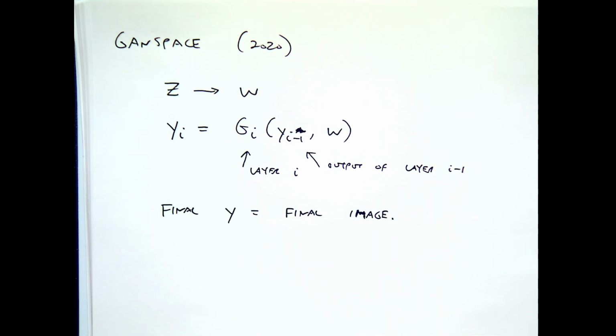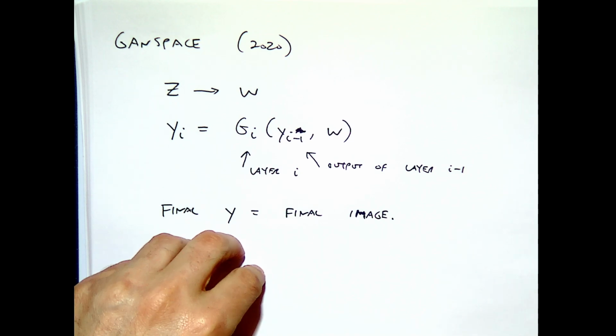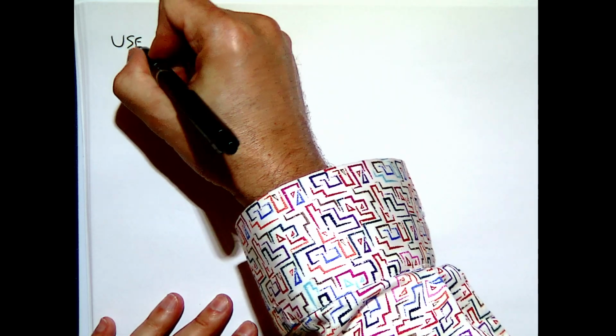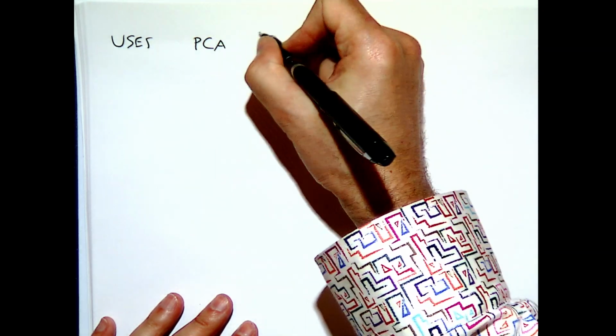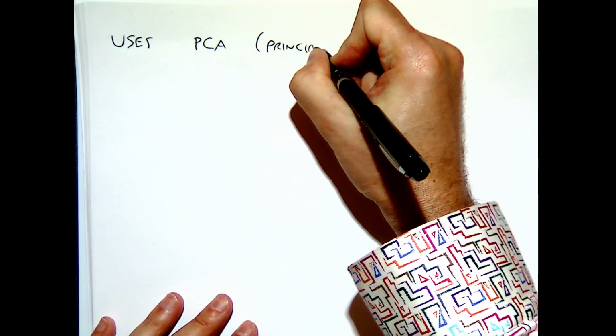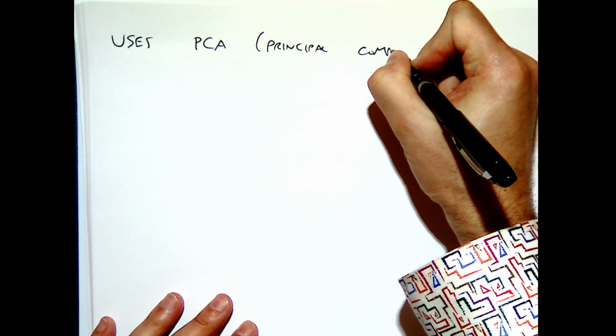The key engine of GAN space was what's called PCA, Principal Component Analysis, right? So if you ever took a machine learning course, I hope that you heard the word PCA, which is one of the most fundamental things for machine learning. Let me just refresh with a picture. So this uses PCA, which stands for Principal Component Analysis.